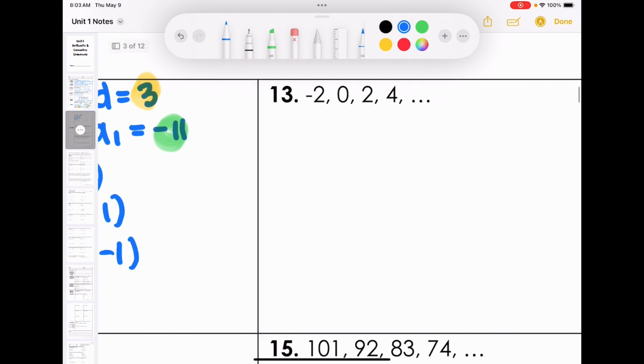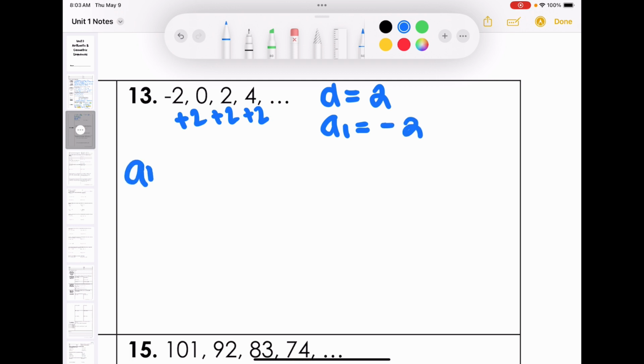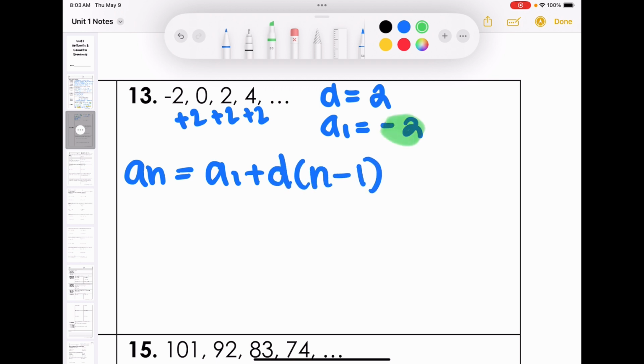All right, number 13: negative 2, 0, 2, 4. So this time, we're adding 2 every time. So my common difference is going to be positive 2. And the first term of the sequence is negative 2. So I'm going to plug in negative 2 for A1, and I'm going to plug in 2 for D.